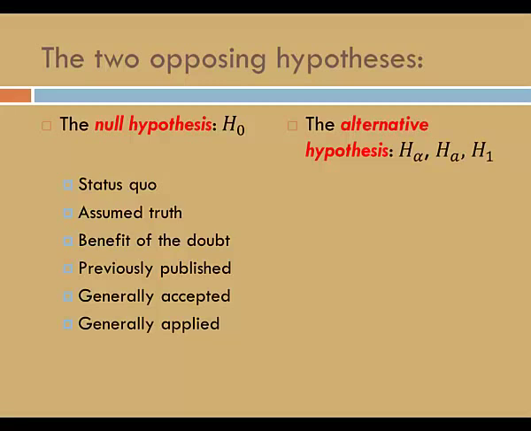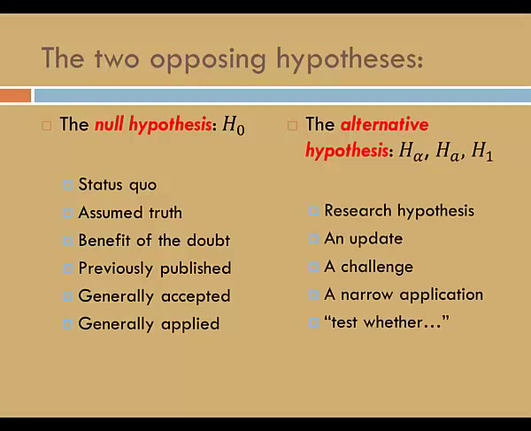The opposing hypothesis is called the alternative hypothesis, and this can be denoted H alpha, HA, or H1. The alternative hypothesis is a research hypothesis. It could be an update, a challenge, a narrow application. Oftentimes, the phrase "test whether" introduces the alternative hypothesis.